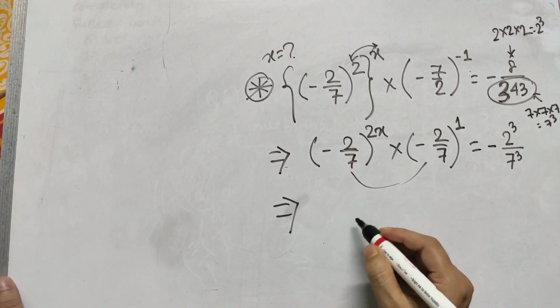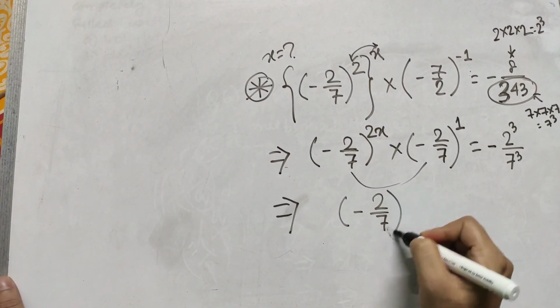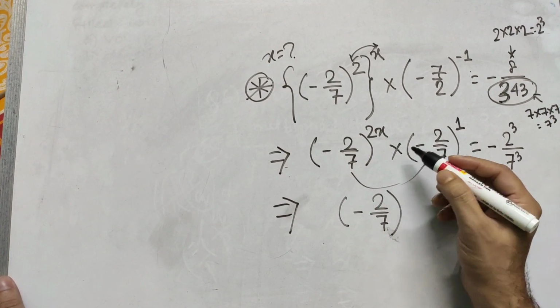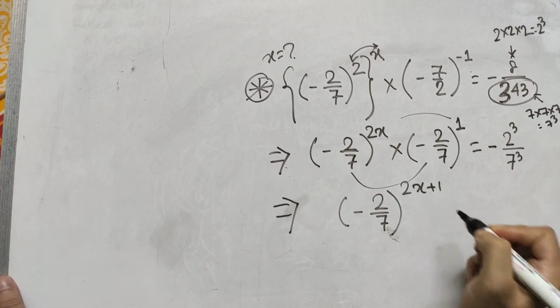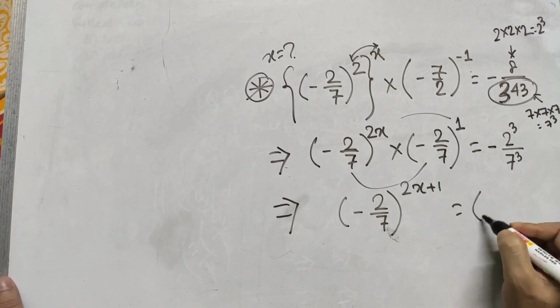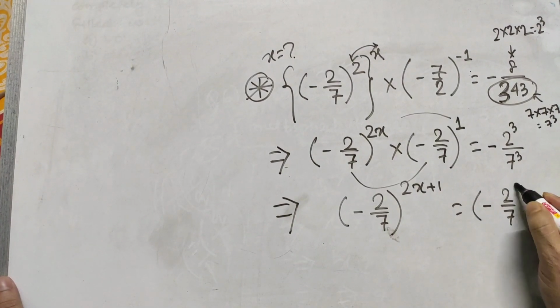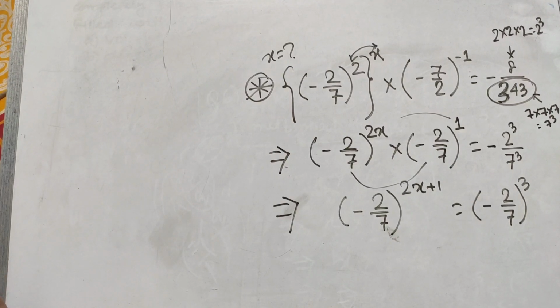We have the base equal, so we have minus 2 by 7. As we have a multiplication sign, the powers are going to be added. That means it becomes 2x plus 1, right? And we have minus 2 by 7 whole cube. Now in an equation, we need to learn this, guys.